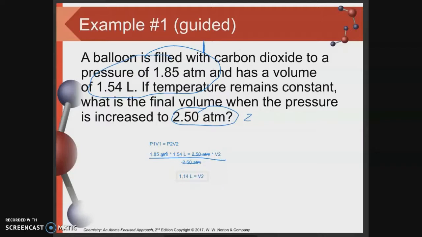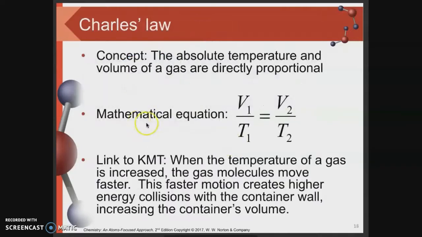Let's take a look at another gas law, another relationship. This one's called Charles' Law. Now, Charles' Law tells us that the absolute temperature and volume of a gas are directly proportional. And again, there's a proviso here. There's a caveat: at constant pressure, and again, amount of gas also held constant. The other thing that we need to look at here is it's talking about absolute temperature. Absolute temperature means we have to use degrees Kelvin. I can't use Celsius or Fahrenheit here. I have to use Kelvin.